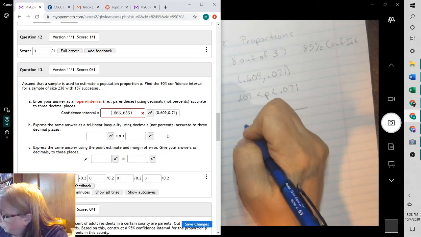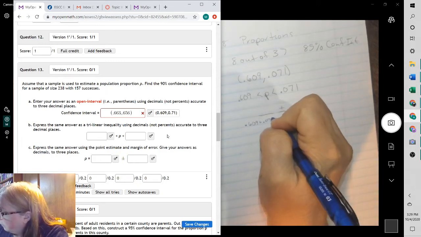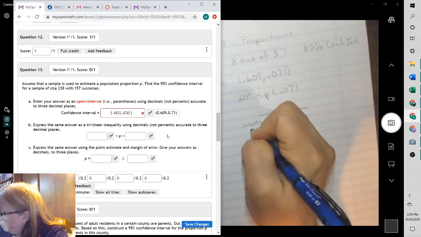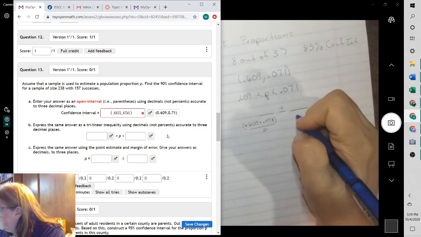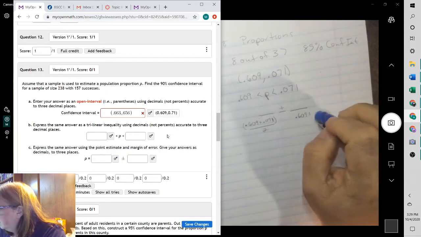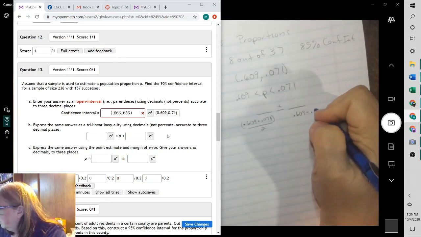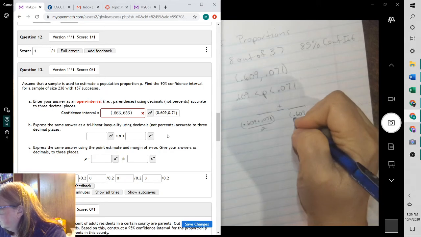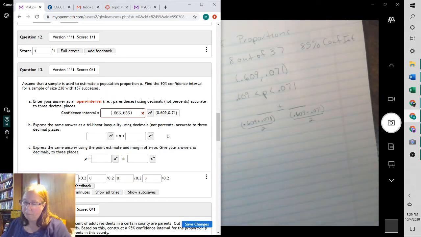So you take 0.609 plus 0.071 divided by 2. And then the second number is subtracting them. Minus 0.071 divided by 2. 0.609.